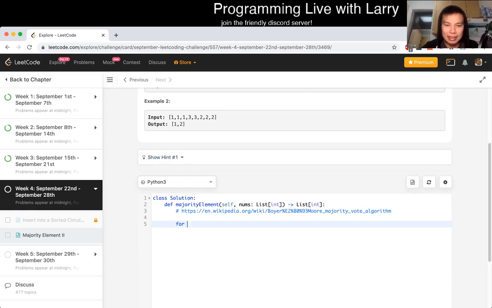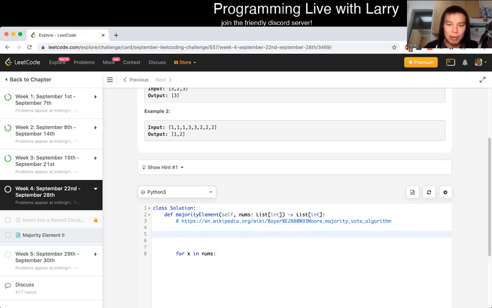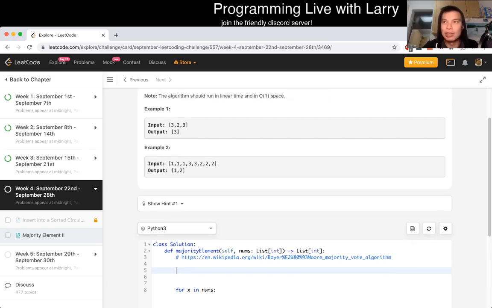So for x in nums, so okay, how would I think about this? Right, so on the 2 people Boyer-Moore algorithm, if I remember correctly, and hopefully I do, otherwise something will be tricky, is that basically you're trying to find the delta of one element and everything else, right?